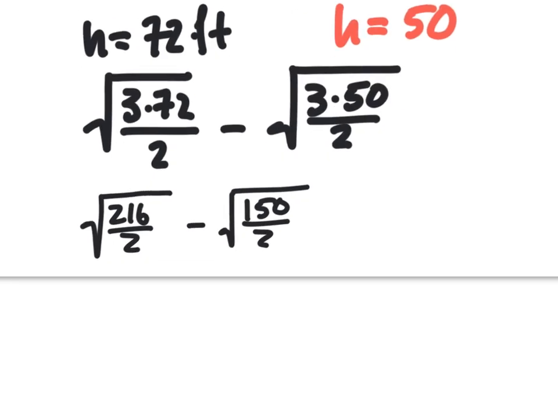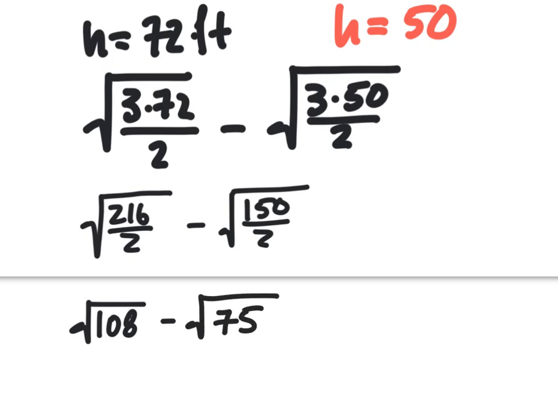On the next one, let's simplify the fraction first. 216 over 2 is going to give me the square root of 108. And then 150 divided by 2 is going to give me 75, so I've got the square root of 75. Now 108, let's figure out a perfect square that goes into that. 36 actually goes into 108. So let's split it up into the square root of 36 times the square root of 3. And then minus 75 we've already done.